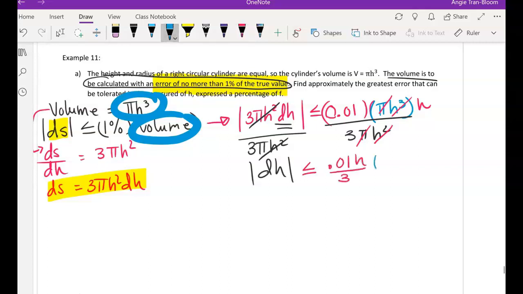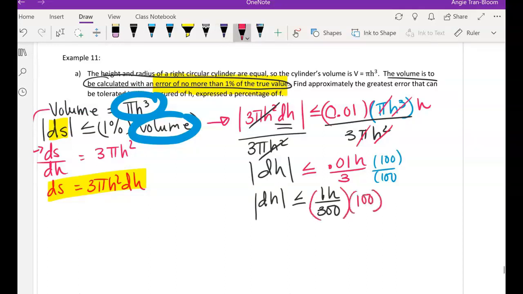Let's multiply it by 100 to get rid of decimals. So we have the absolute value of dh is less than or equal to 1h over 300. I can work with that. I just now need to find the percentage. To find the percentage, I just have to multiply by 100. So if I multiply by 100, the change in h cannot be, cancel out the zeros, so 1/3 of a percent of h. And what is h?